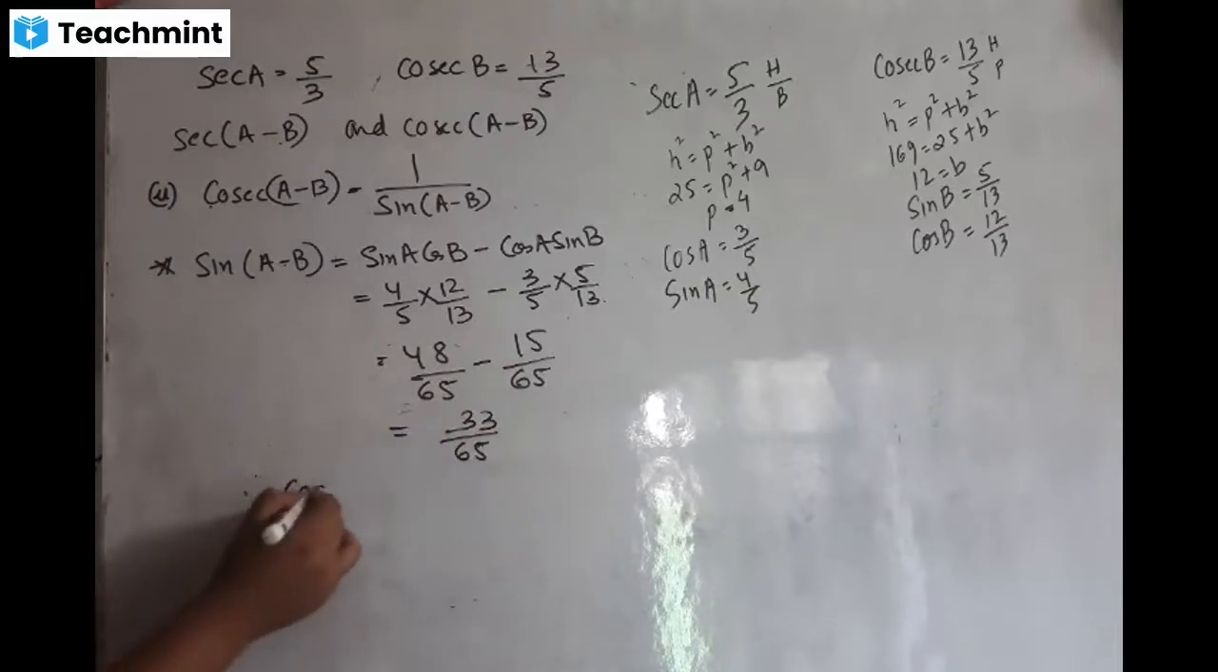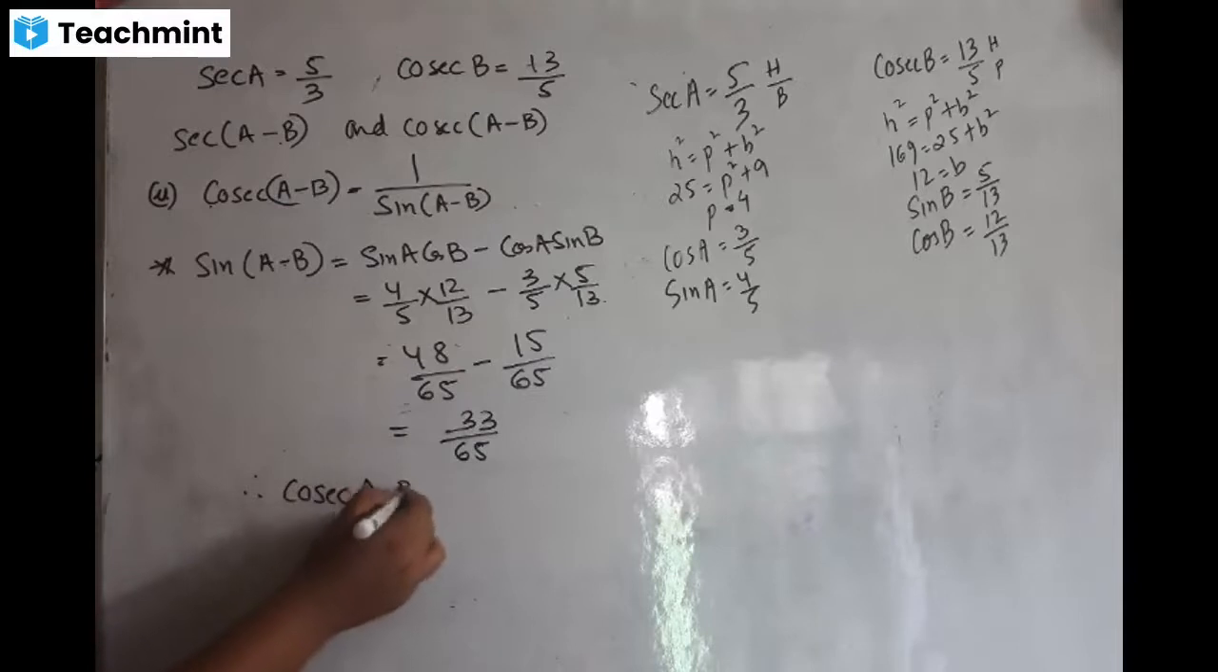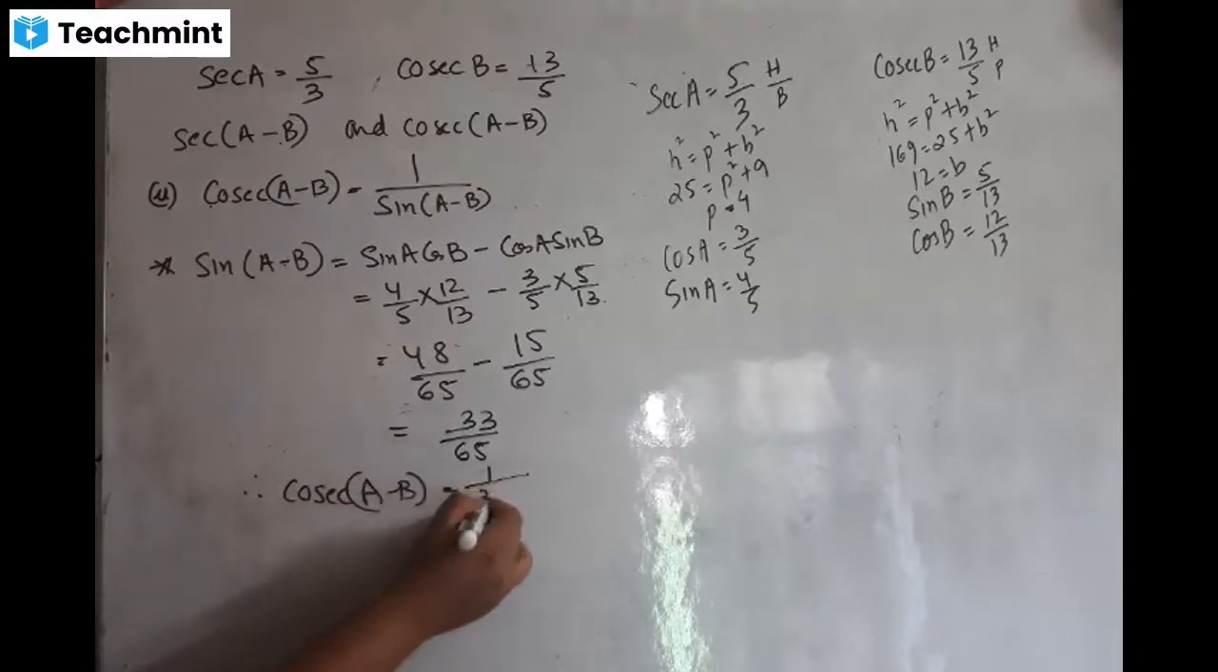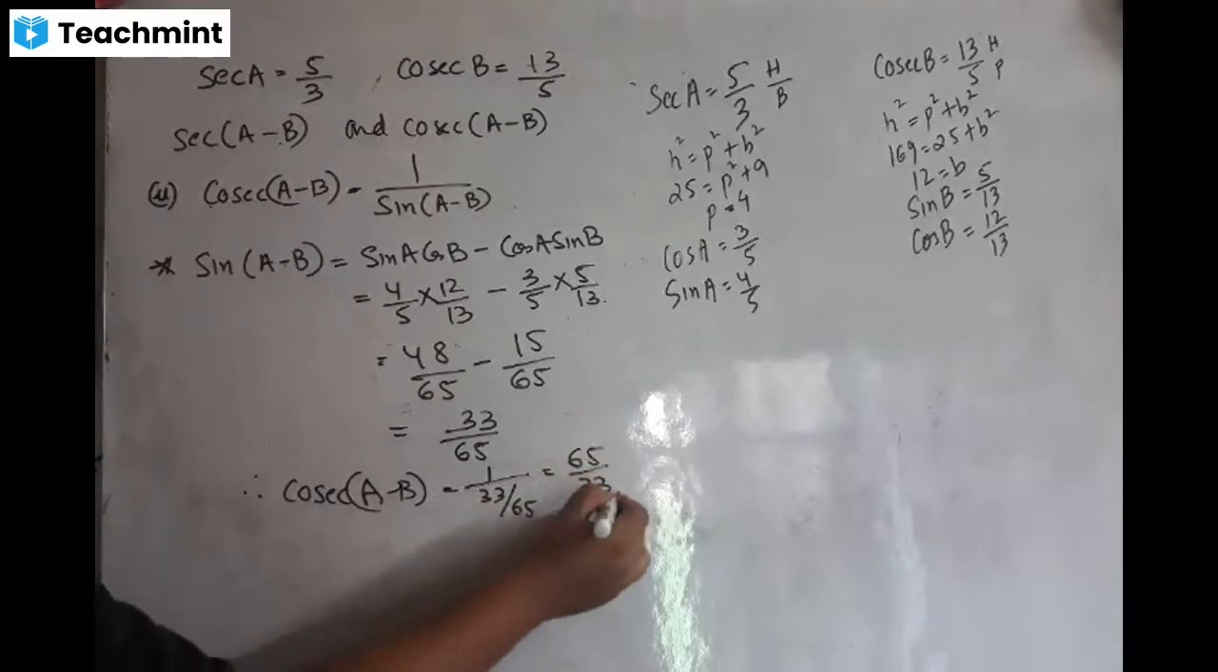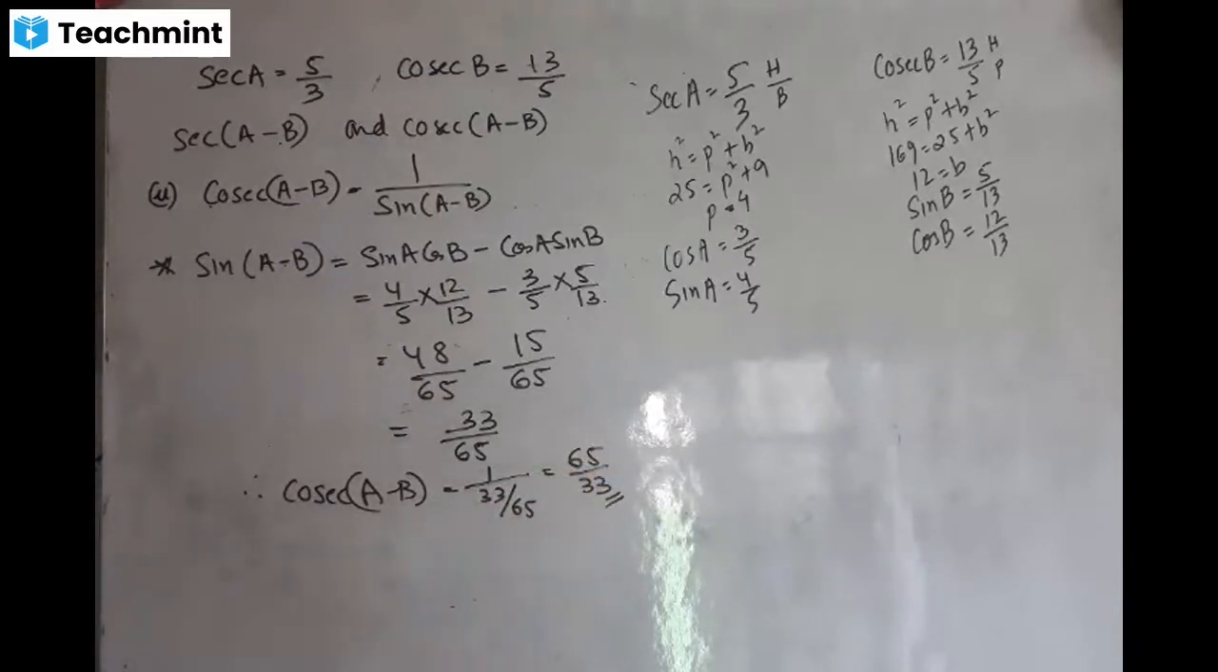Therefore, what is your answer? Cosec A minus B will be equal to 1 by 33 by 65. That is equal to 65 by 33. So I hope you understood how to solve this type of problem. Yes or no, everyone?